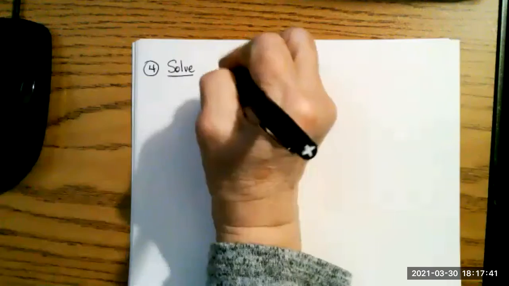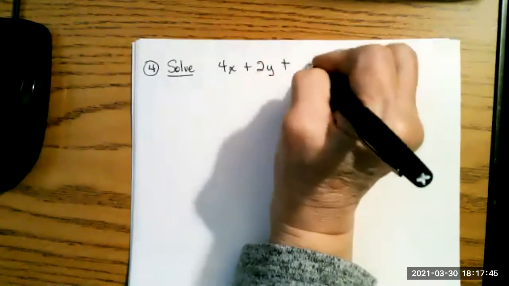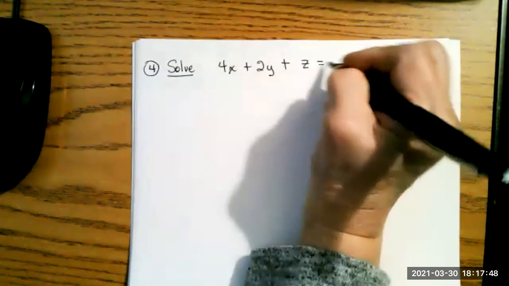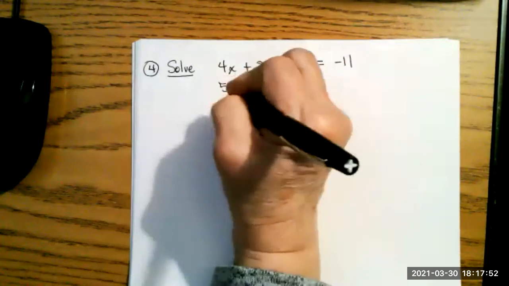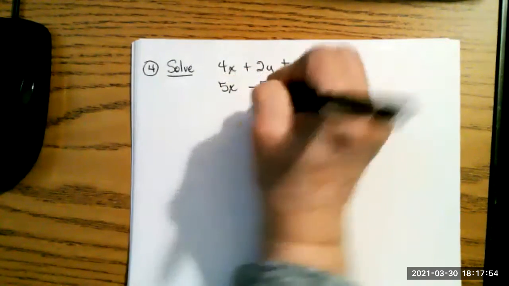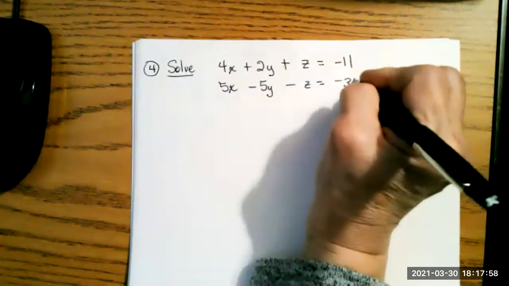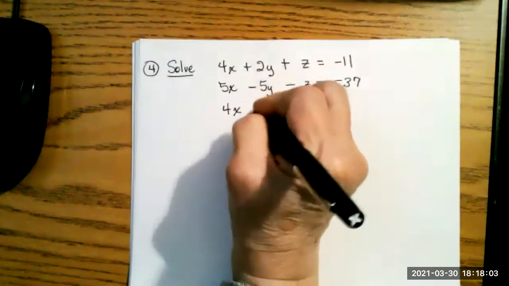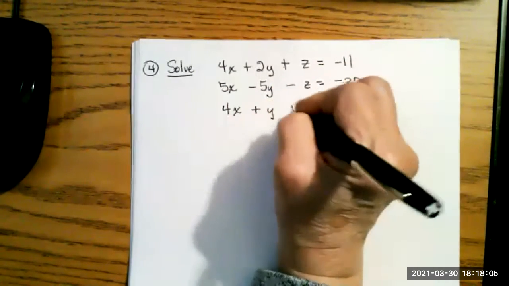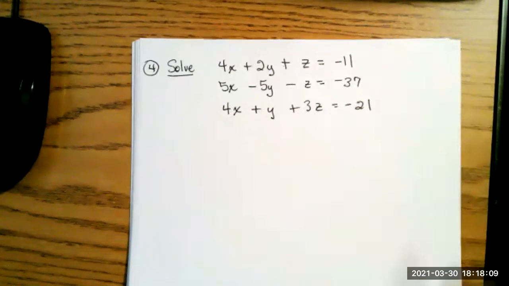It's 4x plus 2y plus z equals -11. 5x minus 5y minus z equals -37. 4x plus y plus 3z equals -21. And it says solve.